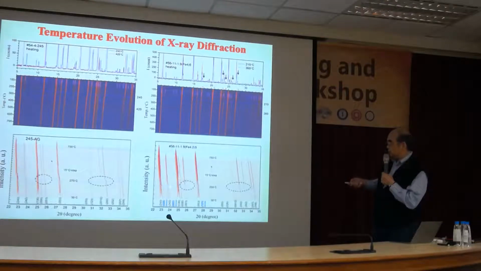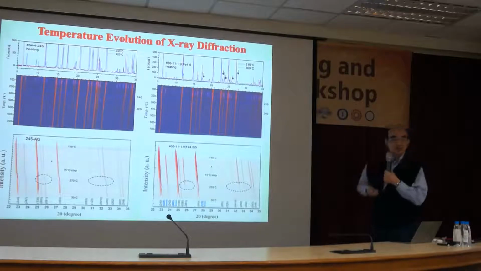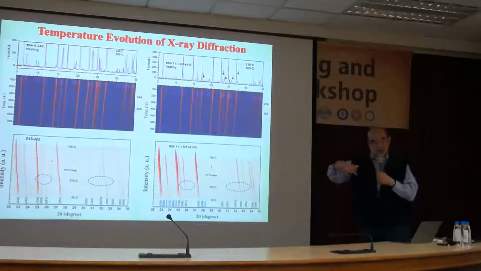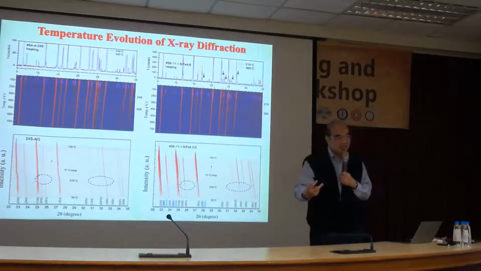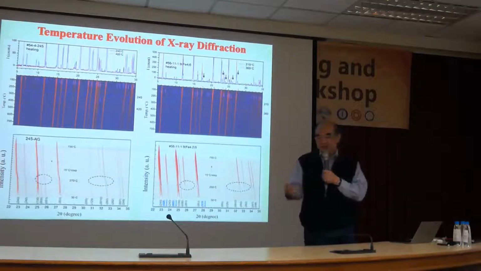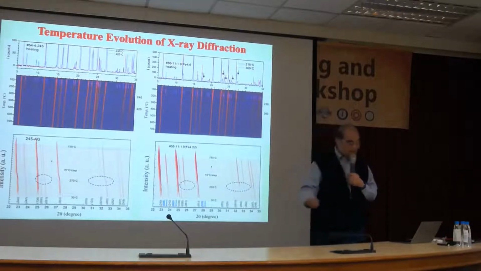But in the superconducting sample, if we look at these two diffraction peaks, they maintain the same. However, there's one shorter peak, but at high temperature, that shorter peak disappears. So it's not a second thing. It has to be the same thing. Okay?